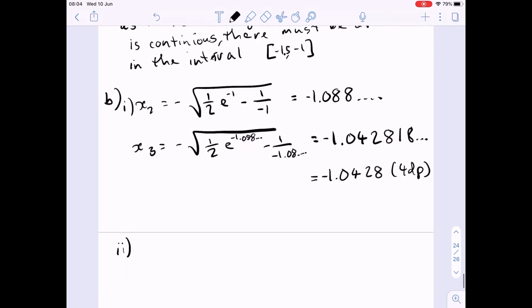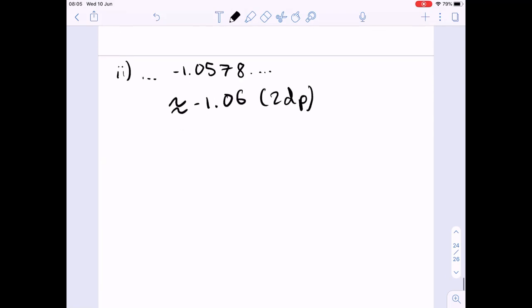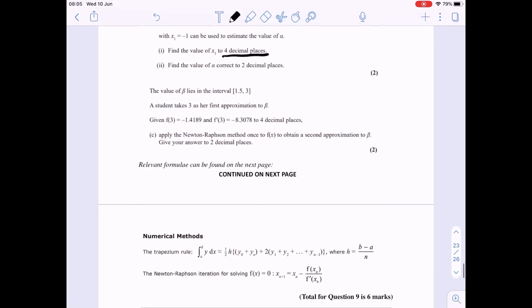So I'm quite happy that if I just carry on with this iteration, it's going to give me that negative root. So I'm just going to button bash for a little bit until it doesn't change that much. Okay, so I'm currently getting minus 1.0578. Yeah, it's not really changing much from there. So if I keep on going, I get minus 1.0578... which to 2dp is going to be minus 1.06. Now we can move on to C.